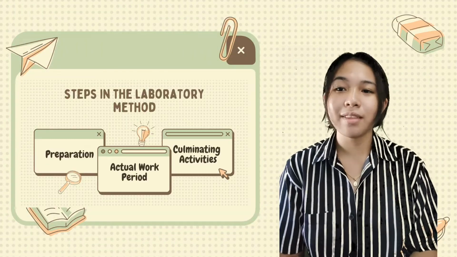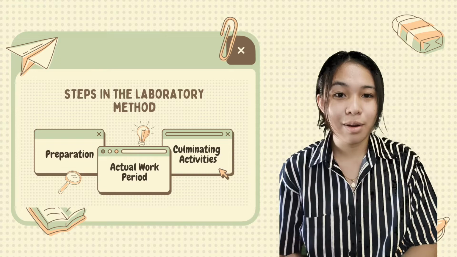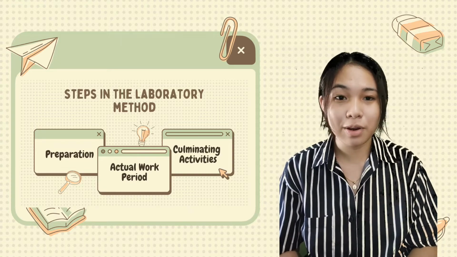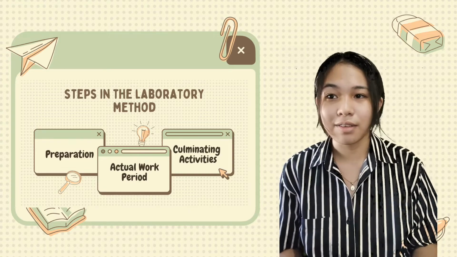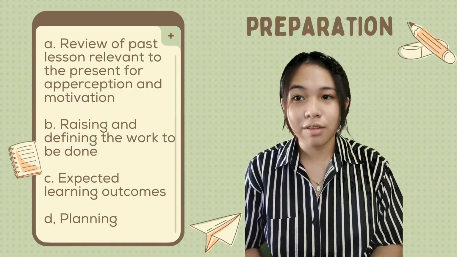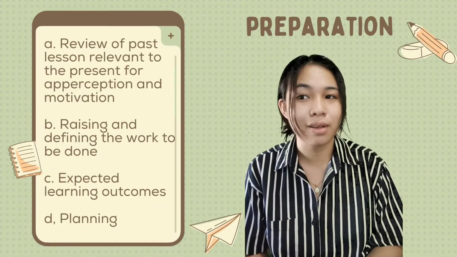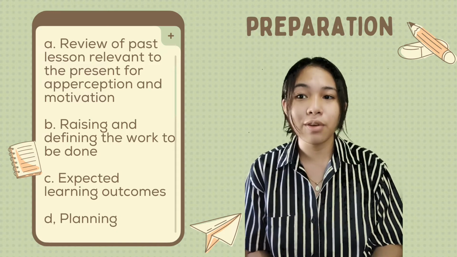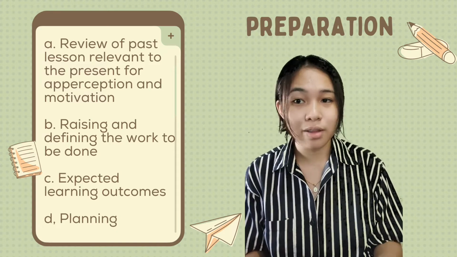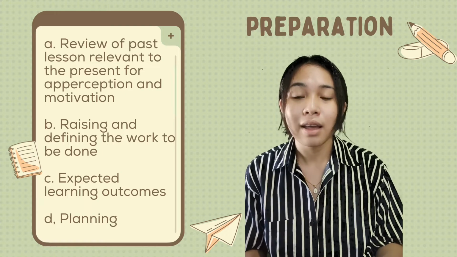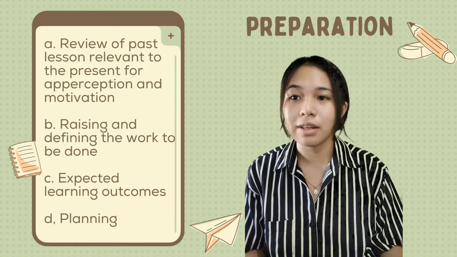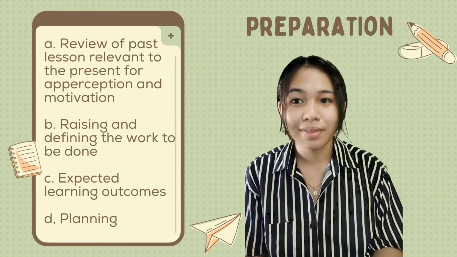So there are parts in the laboratory method. These are preparation, actual work period, and culminating activities. The preparation is where the facilitator gives an overview of the previous topic, if there is one. The planning also occurs here, and it is where the facilitator formulates what learning outcomes are needed to be achieved for the day.